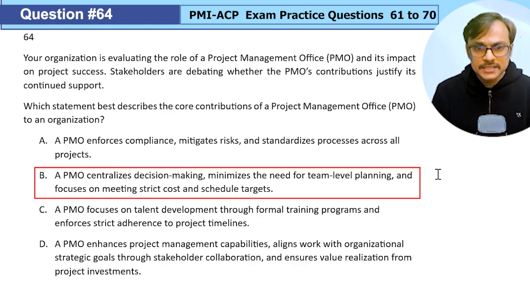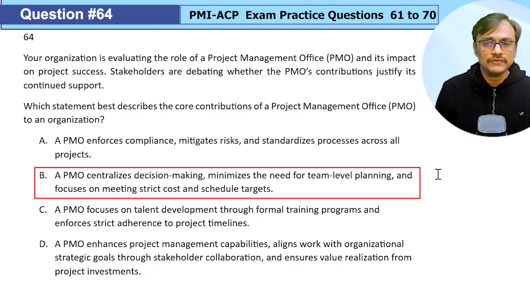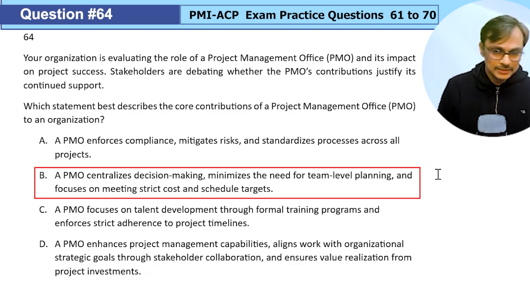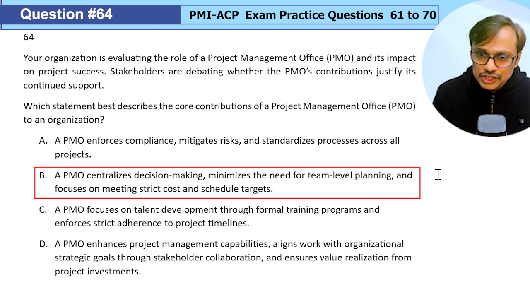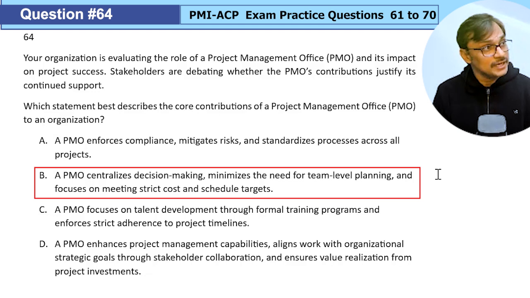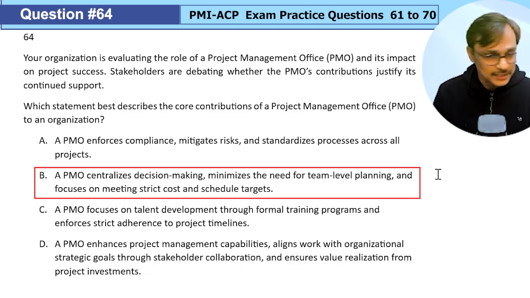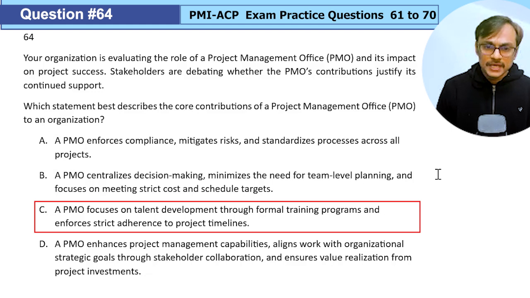Option B, a PMO centralizes decision making, minimizes the need for team level planning. Not a good idea, because we want to have autonomy. We want to have people who are expected to execute the work planning their work. That's a basic mindset I need to keep in mind as a leader. Plan will be made by the executor of the plan, not by someone else, and execution done by someone else. Not a good idea. So I rule out that. Option C, a PMO focuses on talent development through formal training programs and enforces strict adherence to the project timeline. PMO definitely can do a training related activity, but not strict adherence to a project timeline. That is directive PMO, not usually in the agile world.